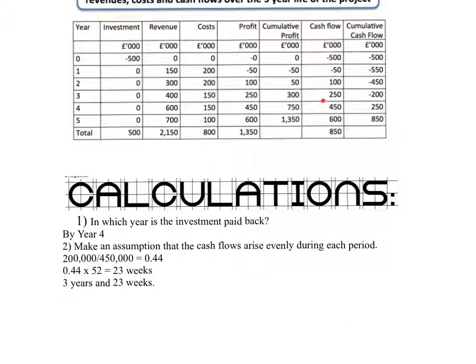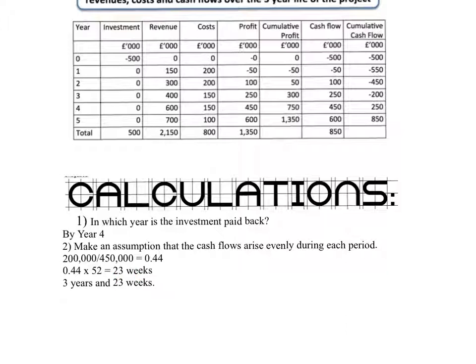So what we get is that 200,000 that's needed, and we divide it by the 450,000 in terms of cash flow in year 4. So we do 200,000 divided by 450,000, and that gives us 0.44. Now we're looking for weeks in this question, so we times it by 52 to get our weeks, and it gives us 23 weeks.